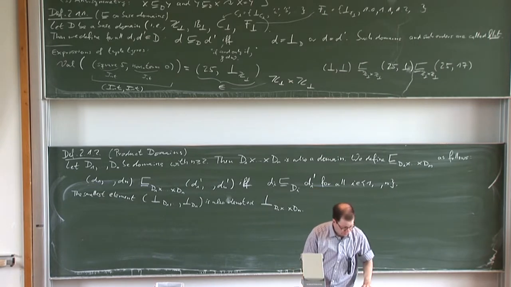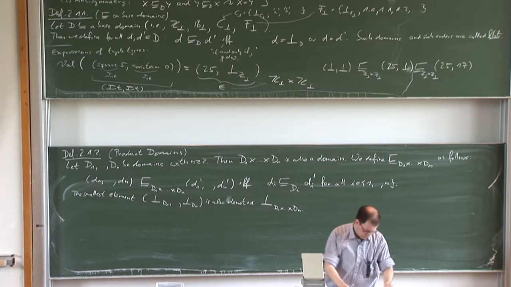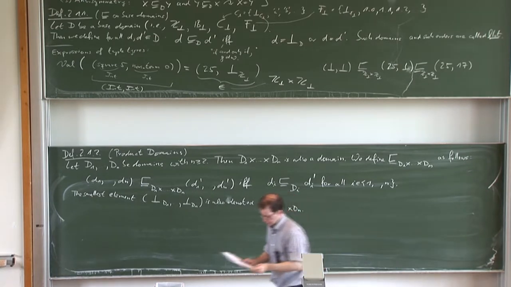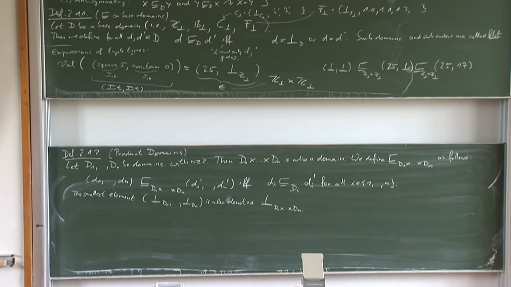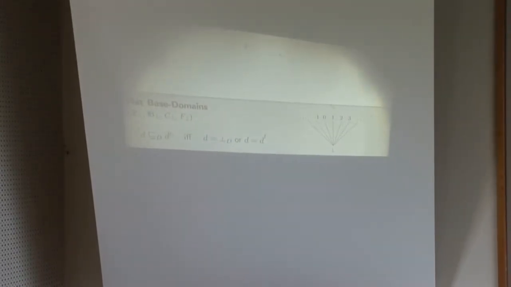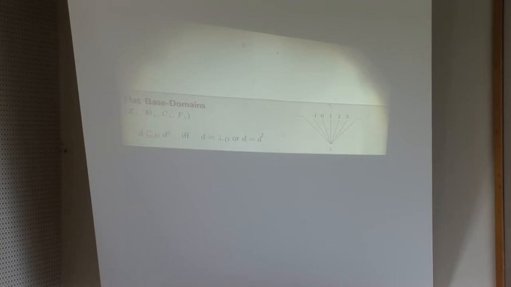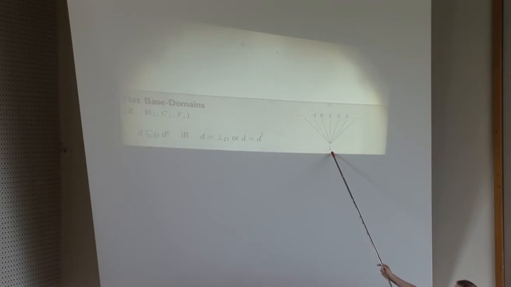Okay, so let's look at an example. So this was the situation for these flat base domains, like Z bottom or B bottom. Here we had one smallest element with respect to this definedness relation, and this was smaller than 0 and 1 and minus 1 and 2. And all these numbers here, all these defined values are incomparable. Now when we have tuples, this is more interesting.